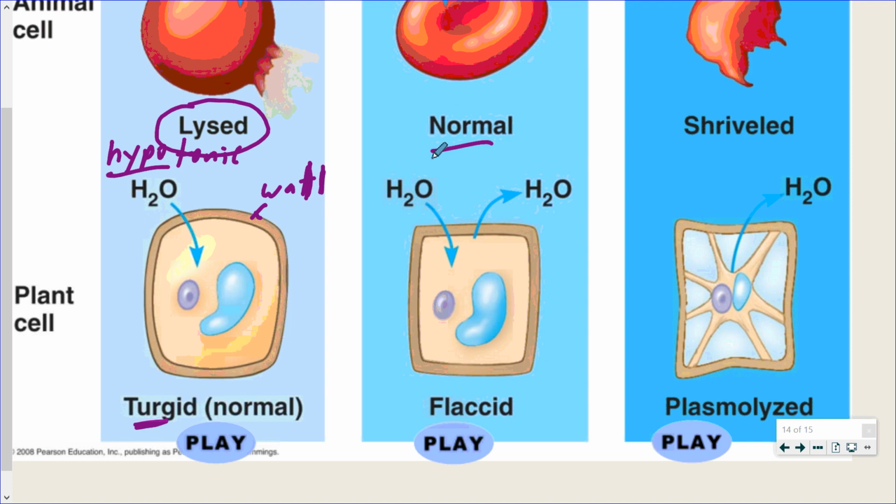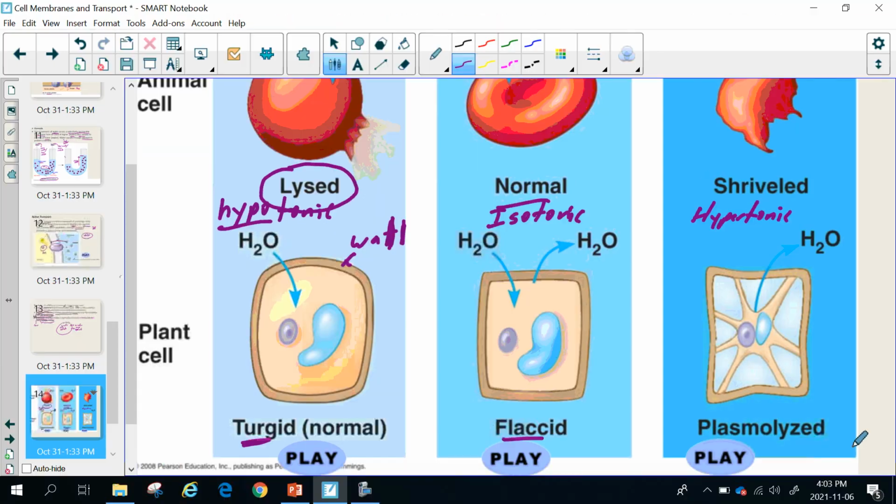If you do have isotonic, then the plant cell actually starts to wilt, which is called flaccid. And if we have a hypertonic solution, which is essentially putting the plant in a salt solution, the water moves out, the cell will shrivel up, it's called plasmolysis, and that plant cell will eventually end up dying because of that.